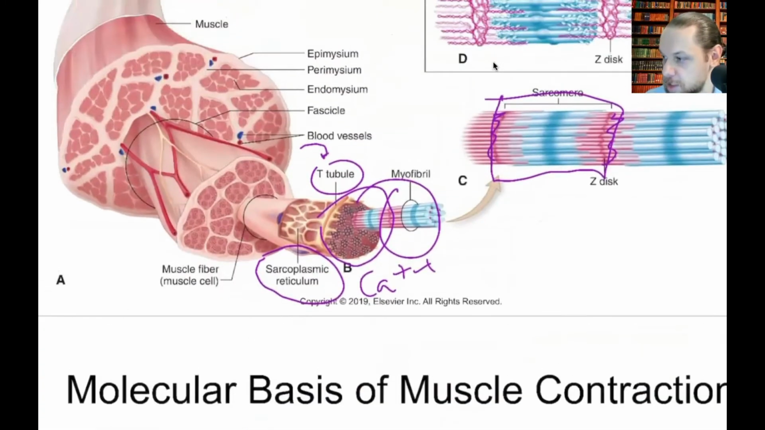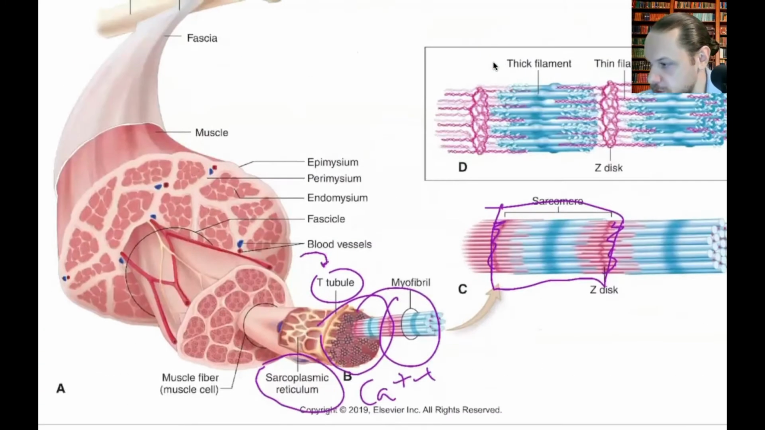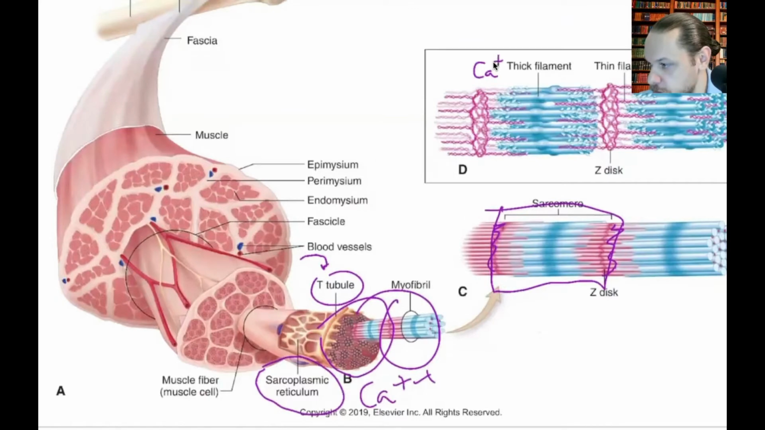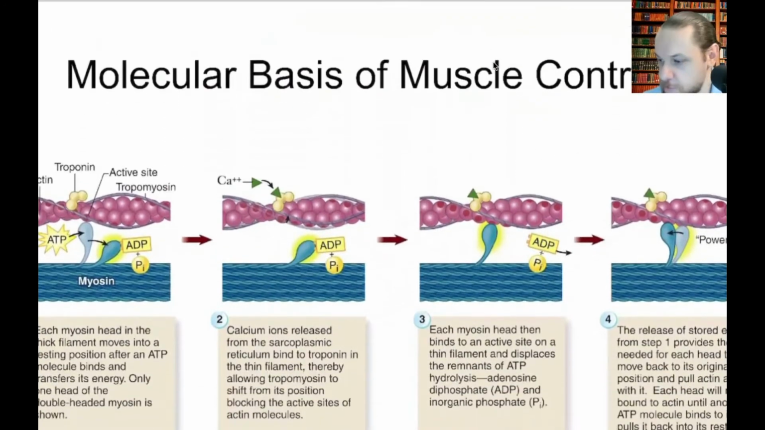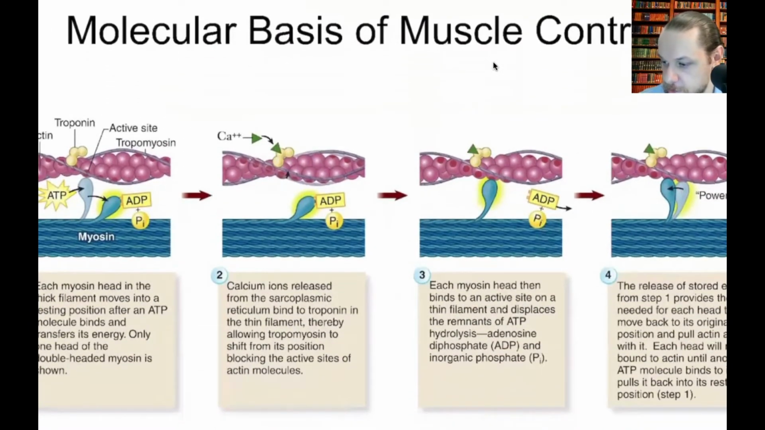Calcium is coming in here, right? Calcium is coming in here. So calcium plus is coming in here. Let's see how this actually causes the muscle to contract. So we're going to start at step number 1, right? So here we see actin, and that's the thin filament.